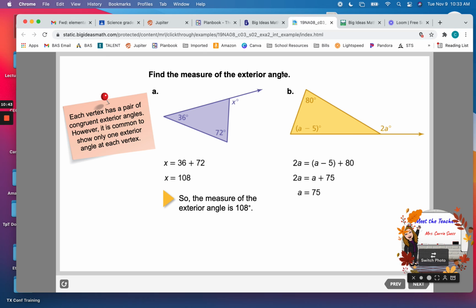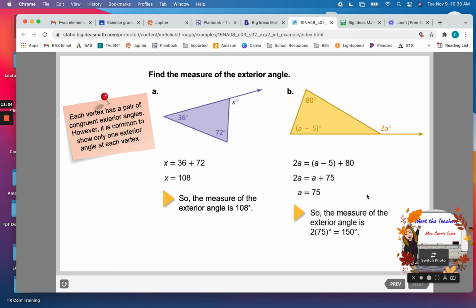No, I want the measure of the exterior angle. So I know A equals 75, so what's the measure of this angle? 75 times 2, right? Because it's 2 times A. We solved for A. So what's 2 times 75? 150. Excelente.